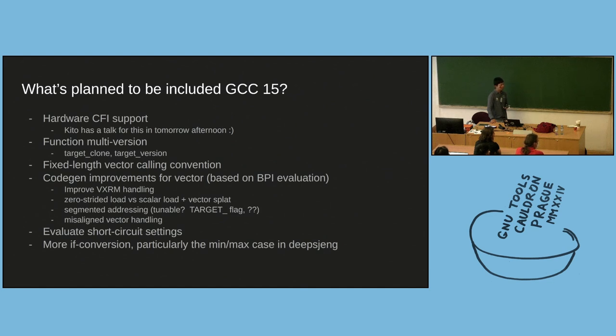And that shows up anytime you want to use those half-word averages, like a pixel average in X264. Zero stride load versus a vector splat, that shows up in MC weights. Is that right, Robin? Segmented addressing tunable, that was one that you were looking at. Shows up on the banana pie. I think it's just bad performance, if I'm right. Yeah. And then misaligned vector handling.